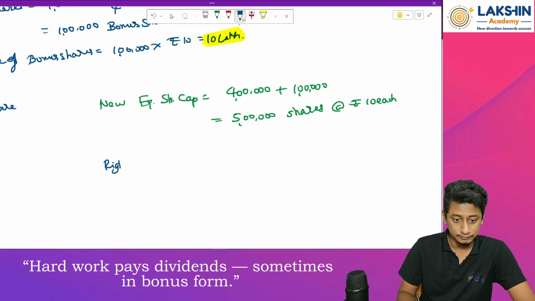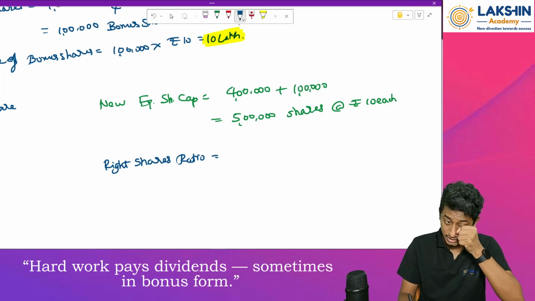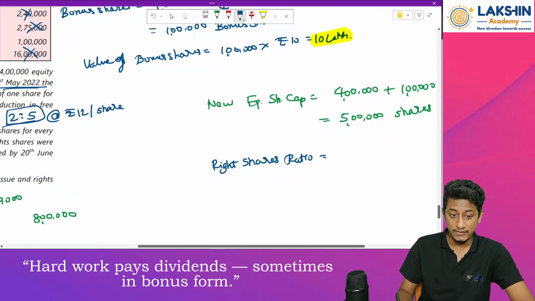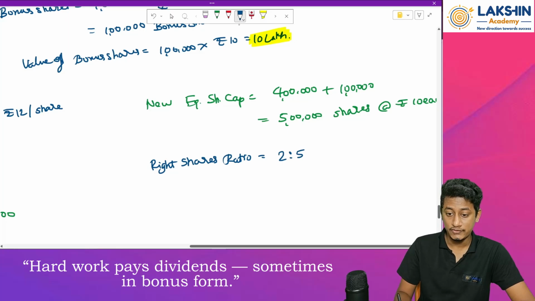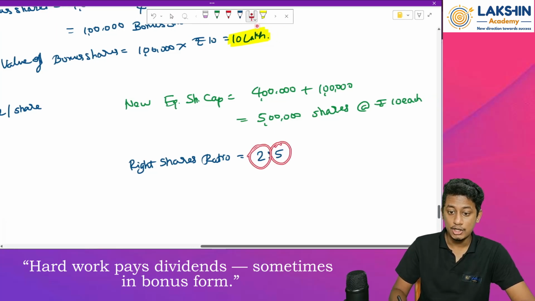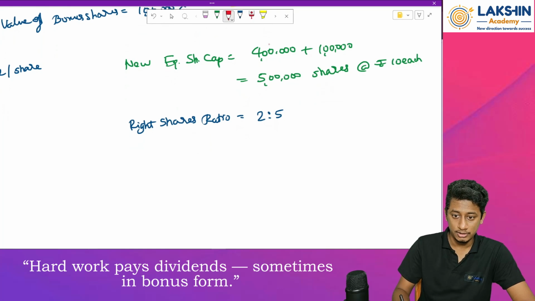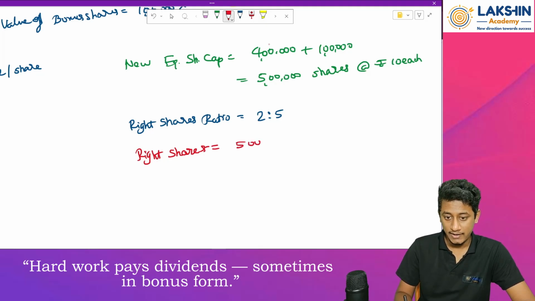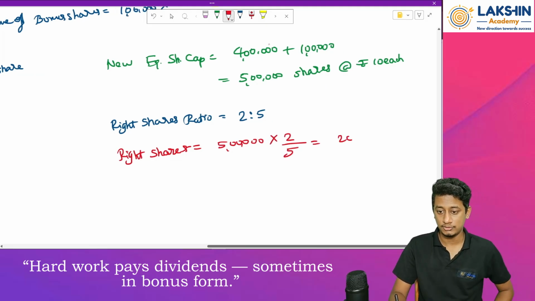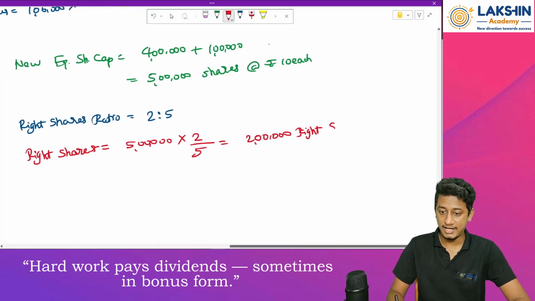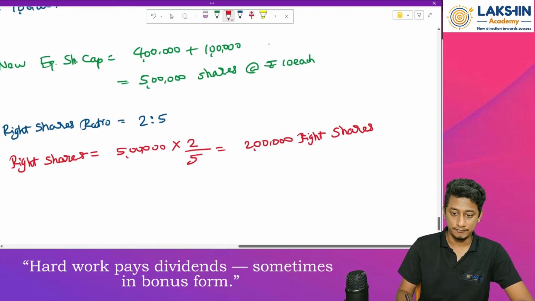So rights shares ratio, how much is it? 2:5, right? 2:5 means for every 5 shares held, 2 shares will be given as a right share. So right shares equals 5 lakh into 2 by 5 equals how much? 2 lakh right shares are issued.